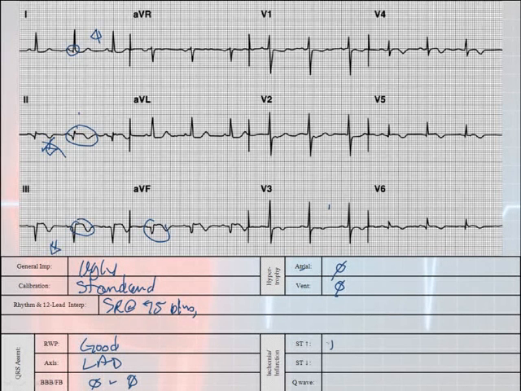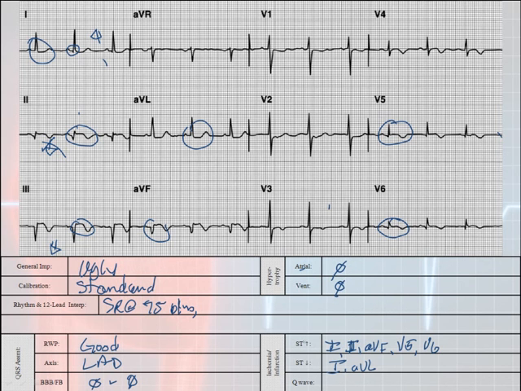ST segment elevation is going to be in 2, 3, and AVF. Do we see any ST segment elevation anywhere else? You might have some. It's really hard to see my pen on this dark paper. So it looks like V5 and V6. Do I have any depression? I do in 1 and AVL. So I'm going to say lead 1 and AVL.